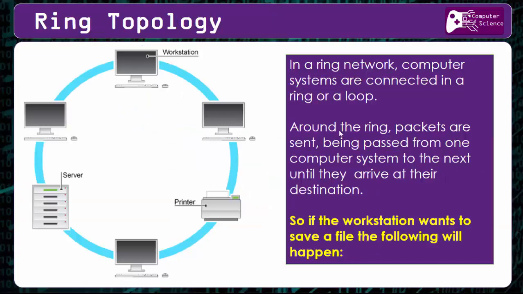So a ring topology, as you'd expect, all the computers or devices are connected in a ring, and the data packets are passed from one device to the next in sequence. So if the workstation at the top again wanted to save a file, it would get passed through all the devices until it reaches the server. Obviously, one disadvantage with this is if any of the devices aren't working, then it won't be able to pass any data through it, so the network is going to struggle to work.